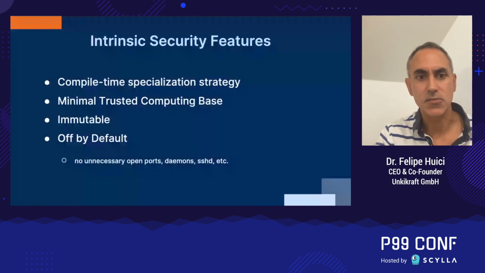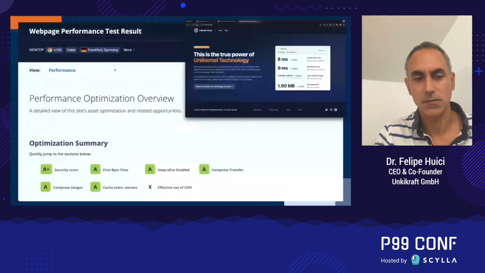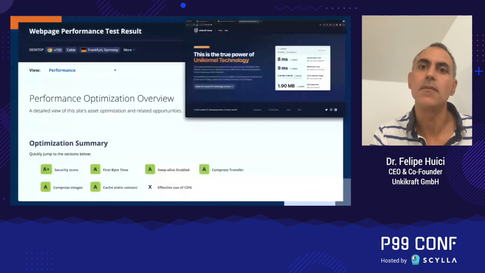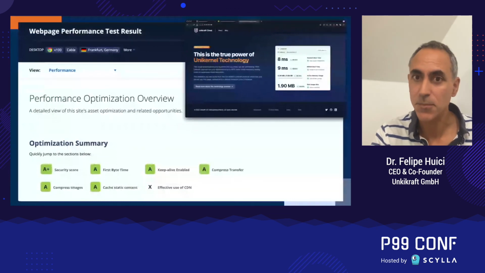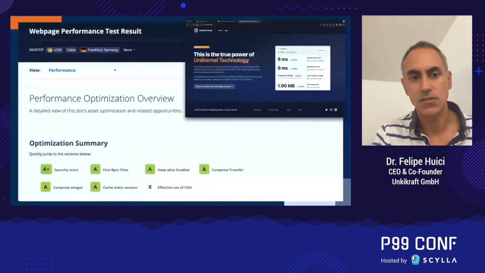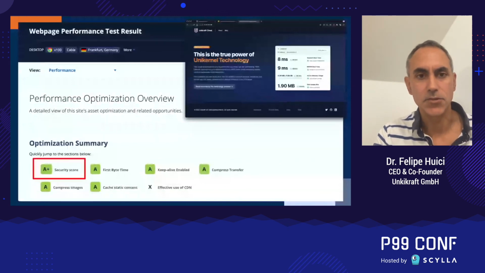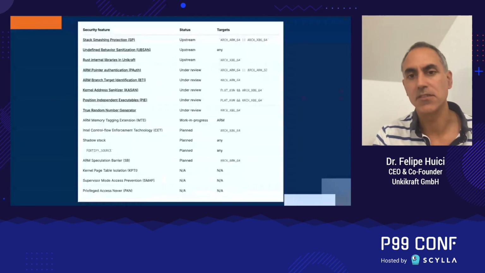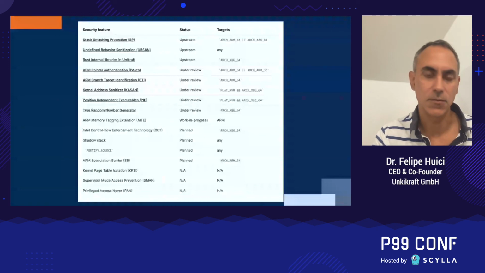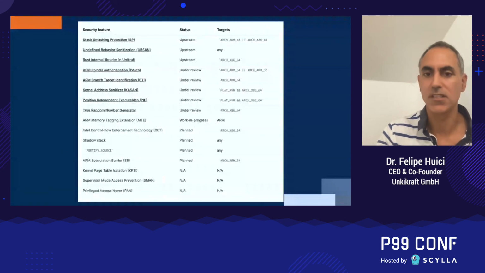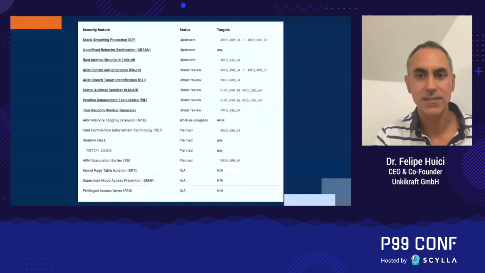And just to test this, one thing we did is we pointed one of these security web-based analyzers at this AWS image that we put together. And you can see it gets all these A scores for security. There's also a security roadmap in terms of what features are implemented or being implemented, which ones are under review, and what's coming up if that is of interest.